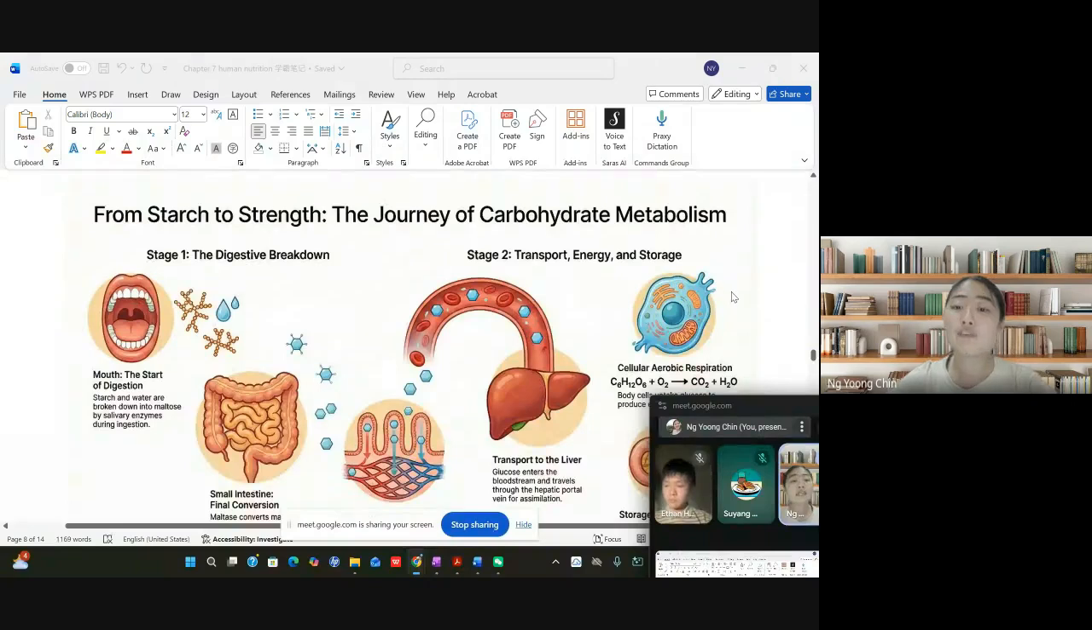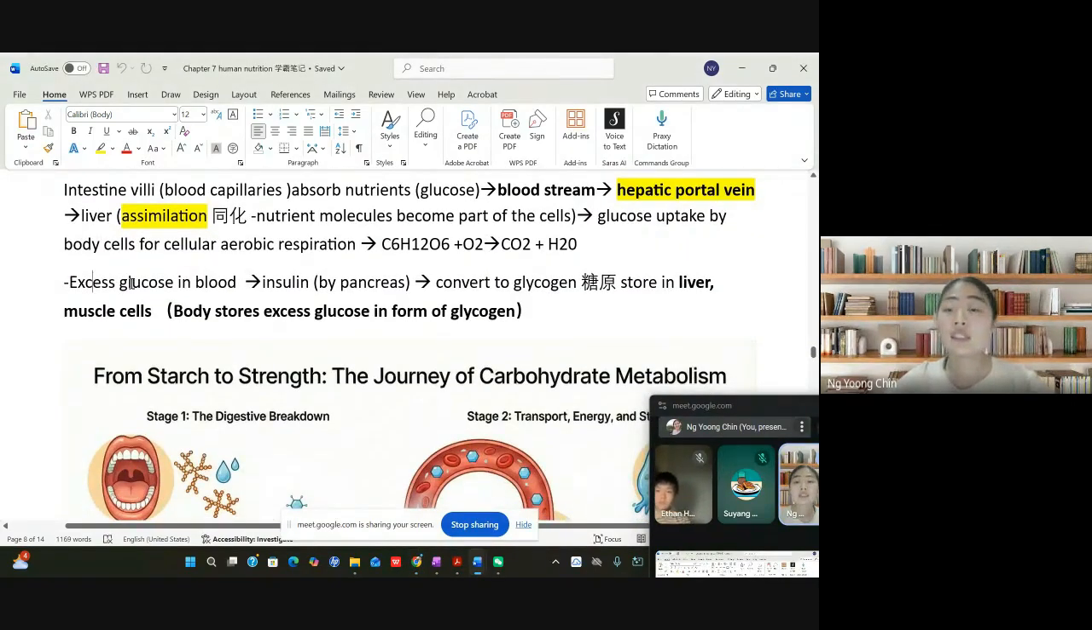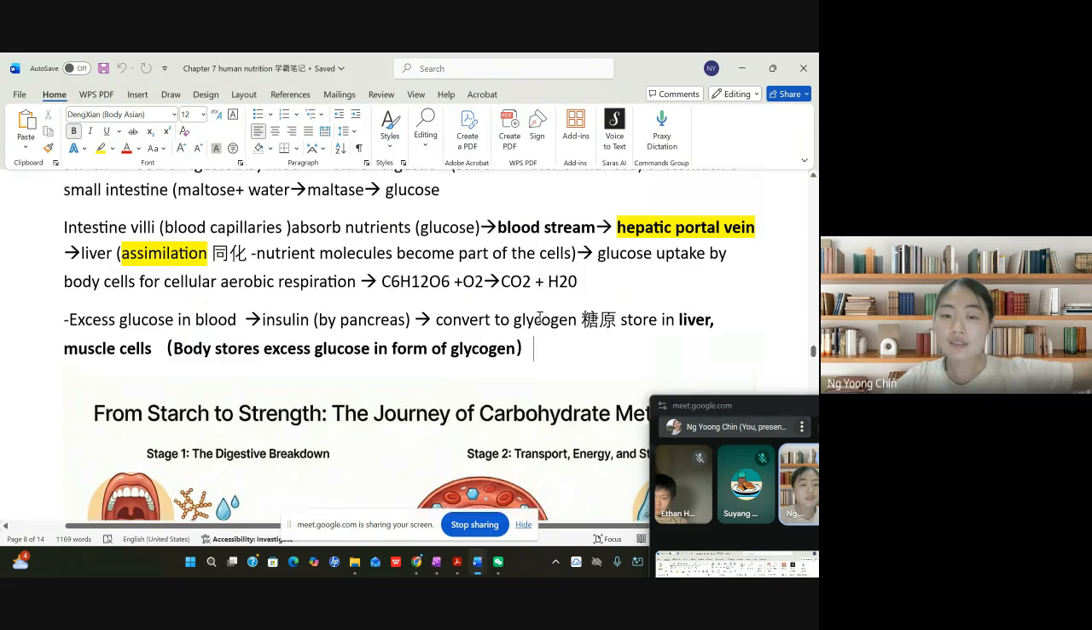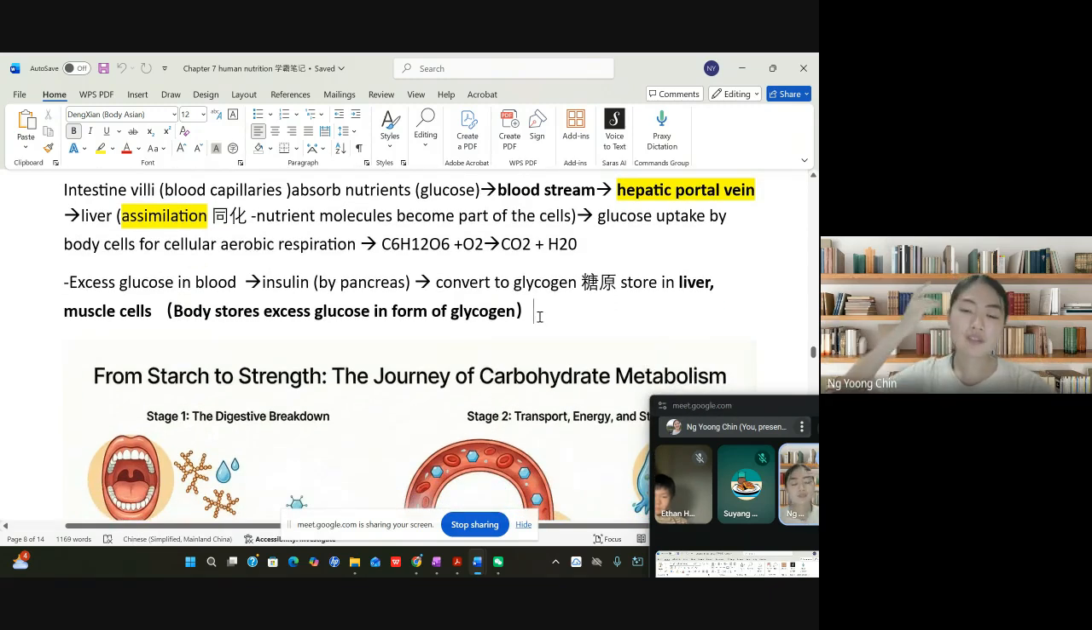Okay, and then what happens if you have excess glucose? If you have excess glucose, your body will respond by stimulating the production of insulin from your pancreas. Insulin will convert the glucose to glycogen and store it inside the liver and muscle. So this means that if you have excess glucose, your body can store it in the form of glycogen.